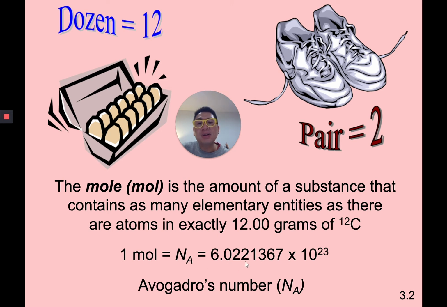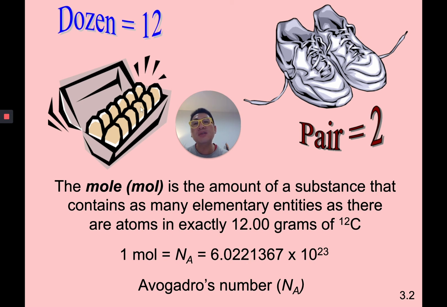That number is called Avogadro's number. 1 mole is 6.022 times 10 to the 23rd. That is kind of like what I said: a dozen is 12, a pair is 2, a mole is 6.022 times 10 to the 23rd. If you have a dozen eggs, you have 12 eggs. If you have a pair of eggs, you have 2 eggs. If you have a mole of eggs, you have 6.022 times 10 to the 23rd eggs. If you have a dozen pens, you have 12 pens. If you have a pair of pens, you have 2 pens. If I have a mole of pens, I have 6.022 times 10 to the 23rd pens.